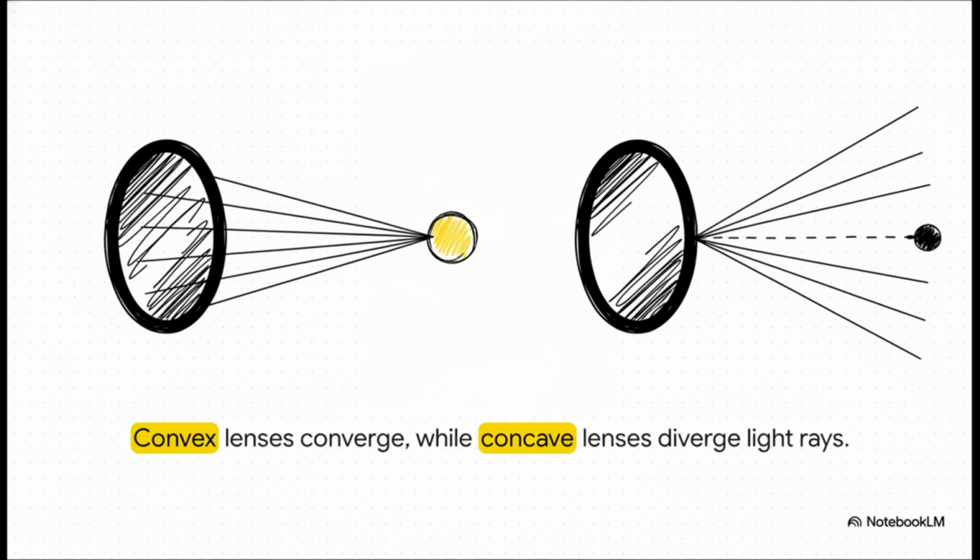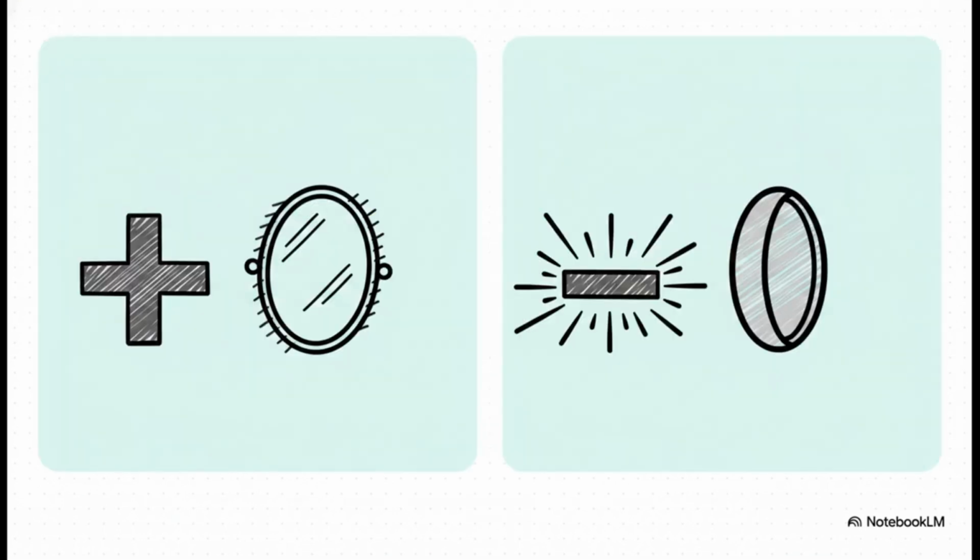On the flip side, a concave lens is curved inward. It diverges the light, basically scattering the rays outward as if they originated from a virtual point right behind the lens. Like I said earlier, these are literal mechanisms for controlling reality. Now pay attention, because there's an absolutely critical difference between the math of mirrors and the math of lenses that you just have to lock into your memory right now.